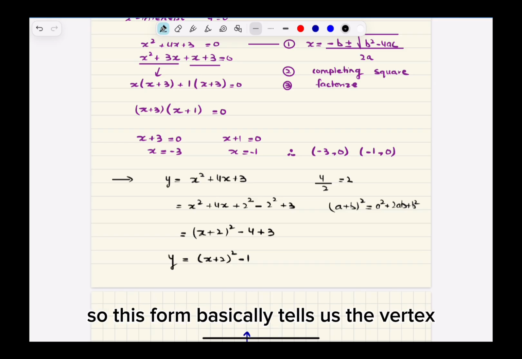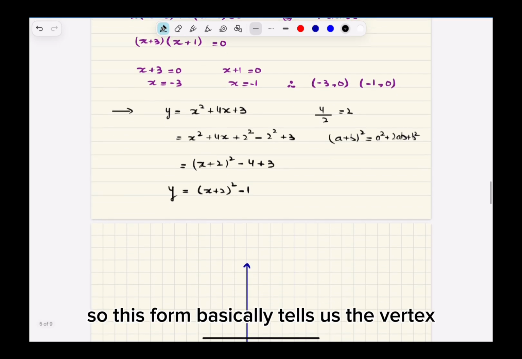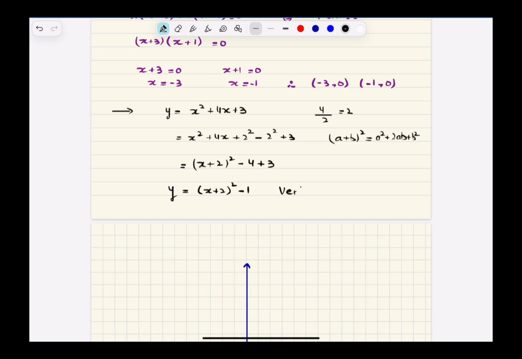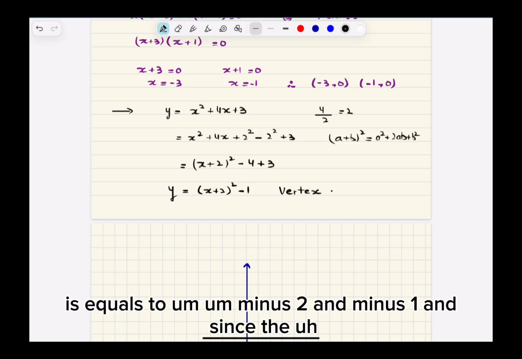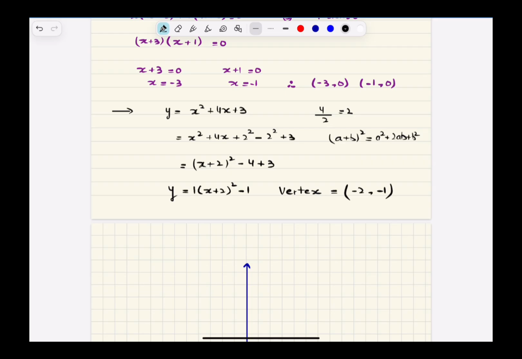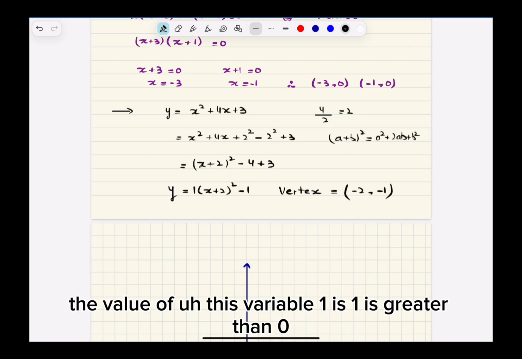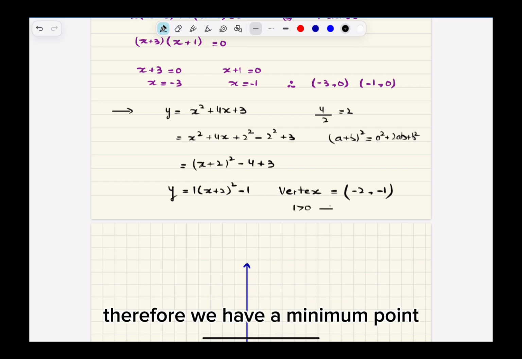So this form basically tells us the vertex is equal to (minus 2, minus 1). And since the value of this coefficient, 1, is greater than 0, therefore we have a minimum point.